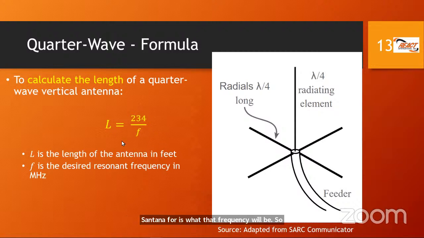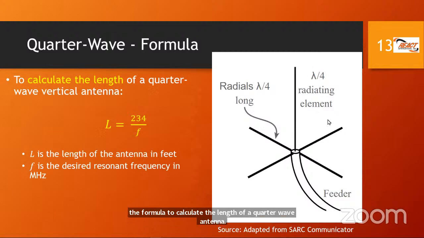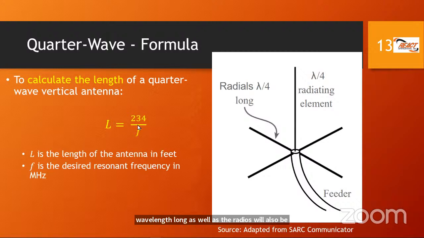So this is the formula to calculate the length of a quarter wave antenna. The radiating element will be a quarter wavelength long, and the radials will also be a quarter wavelength long. So this is how you calculate it, and you can construct your own antenna quite simply.